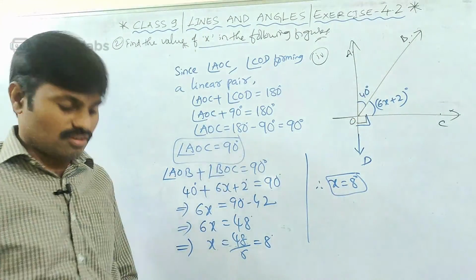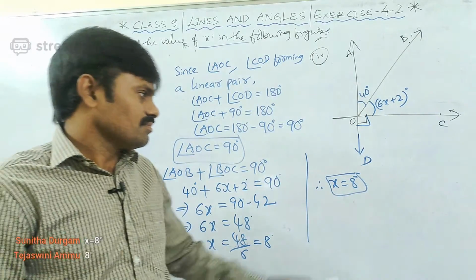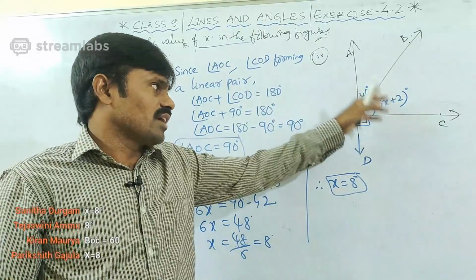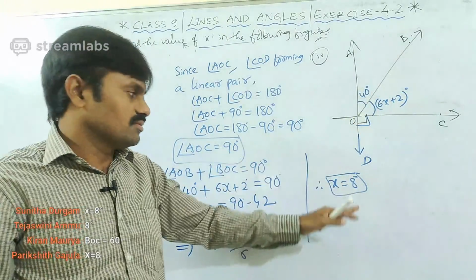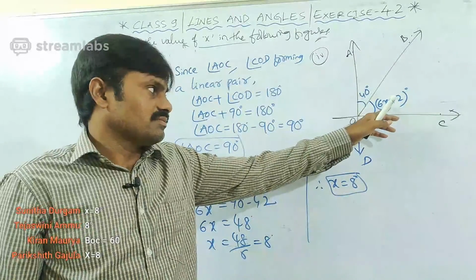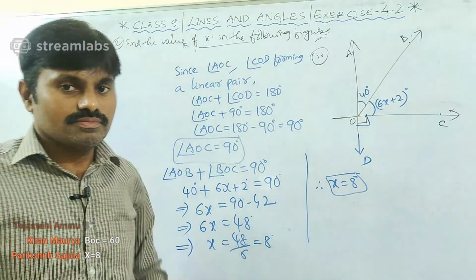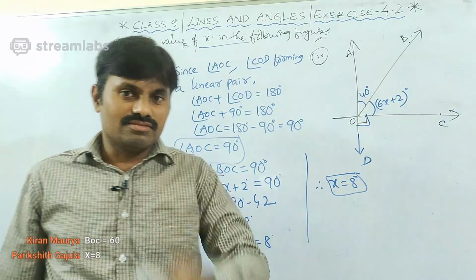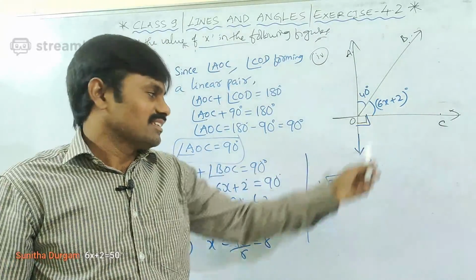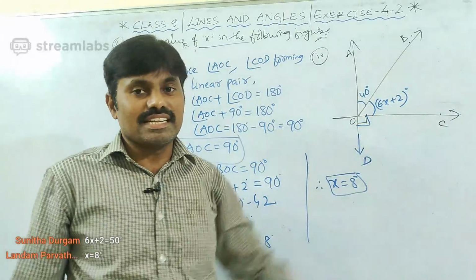Now here I have one question. The sum of these two angles must be equal to 90. So if we replace the value of x in 6x plus 2, are we getting 90 degrees or not? Check. Very good. The 6x plus 2 value is now 6 times 8 is 48, plus 2, 50 degrees.